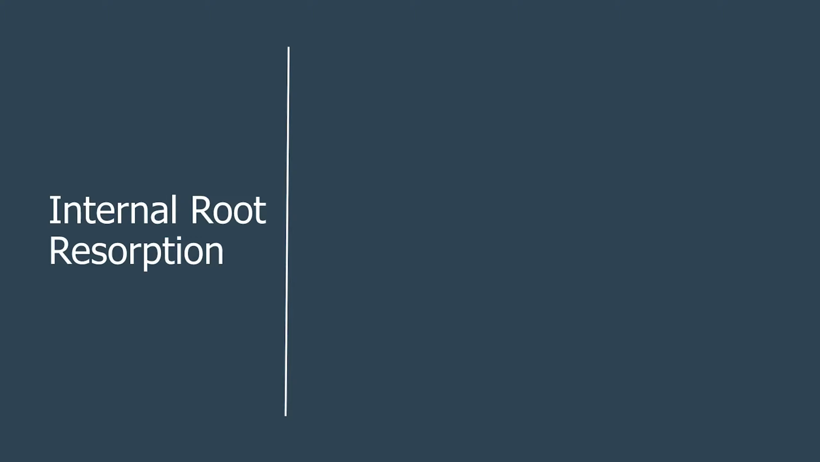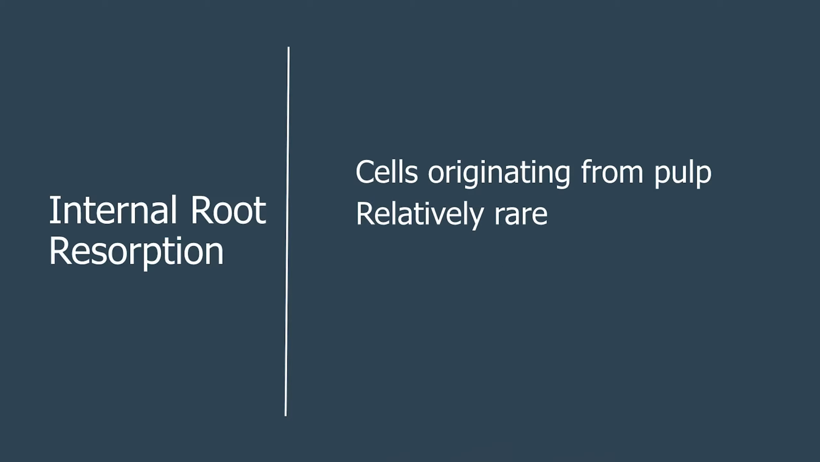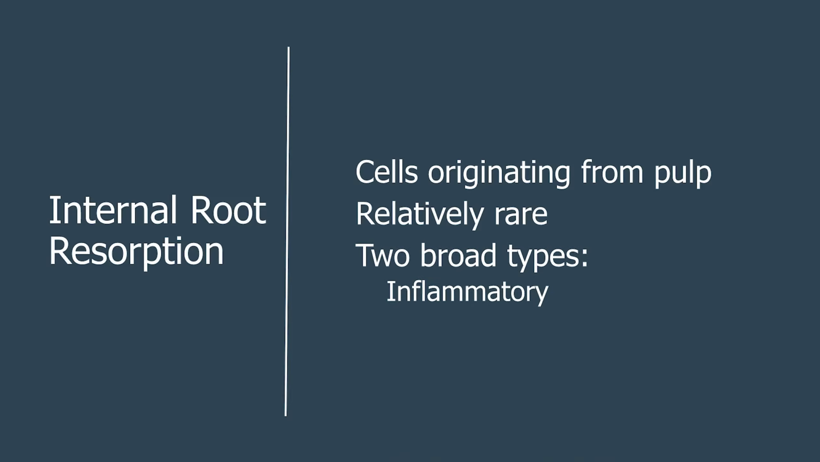So what is internal resorption? Internal resorption starts from the cells originating from the pulp. This is relatively rare, and there are two broad types of internal resorption. One is inflammatory and the other is replacement.